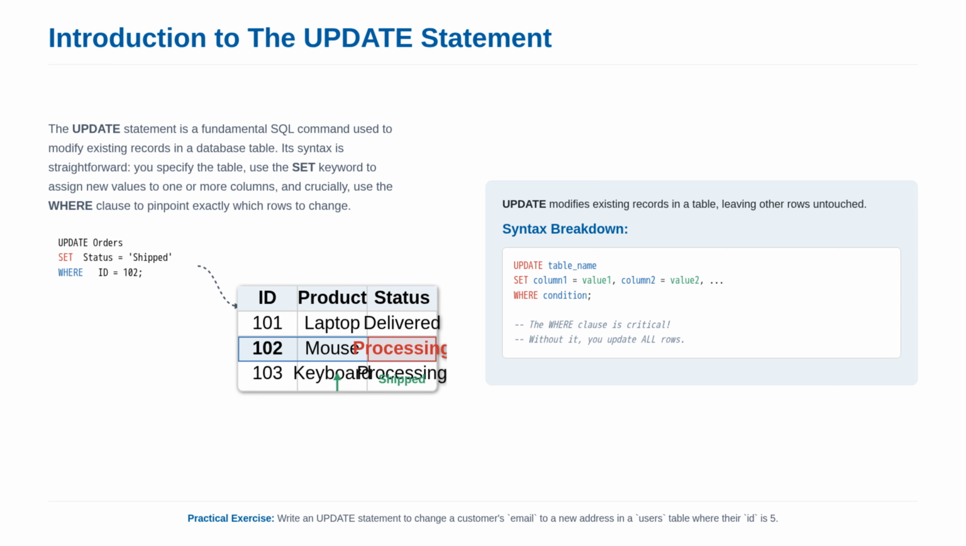Let's start with update. The syntax is straightforward. You specify the table you want to update, use the set keyword to define which column gets a new value, and, crucially, use the where clause to specify which rows to change.